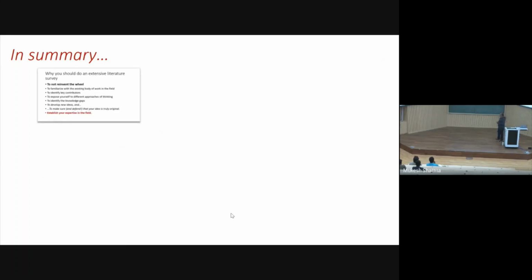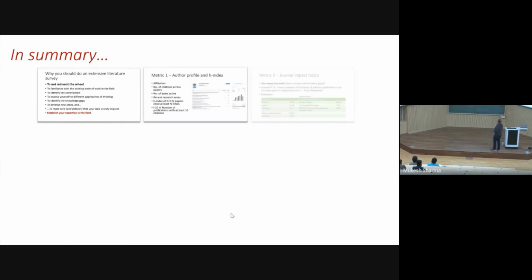Finally, in summary, I'm sorry I overshot a bit, but the video is being recorded, so I hope it will be useful for posterity. In summary, what we started off with was we established why a literature survey is important, right? Not to reinvent the wheel, but also to become an expert in the area. How do you judge papers are good or papers are bad? You look at metrics. The author H index is one metric. The journal impact factor is another metric. These are good metrics to start with.